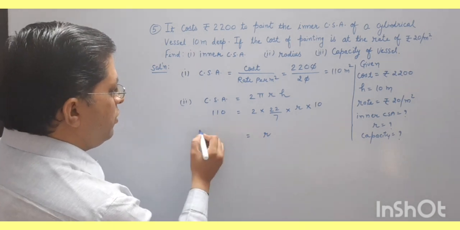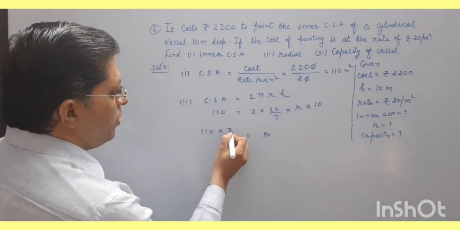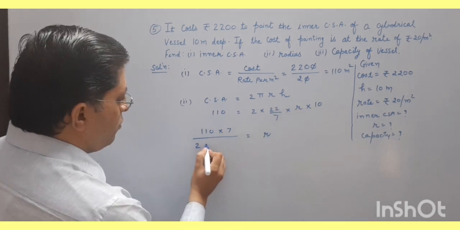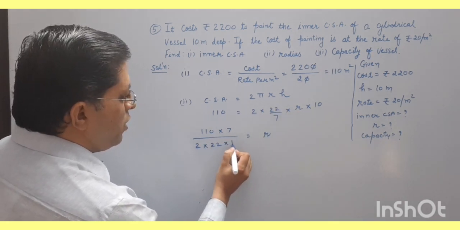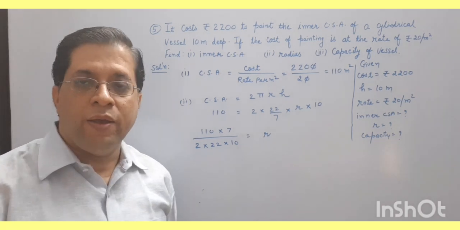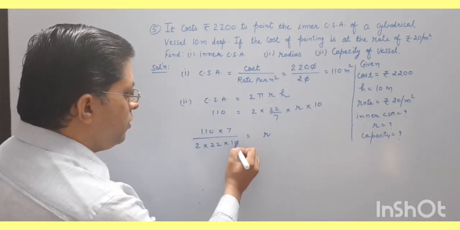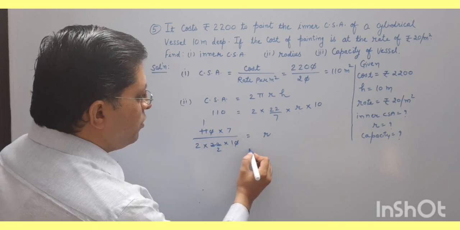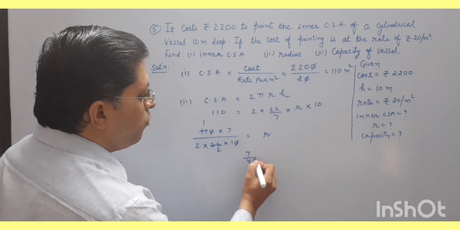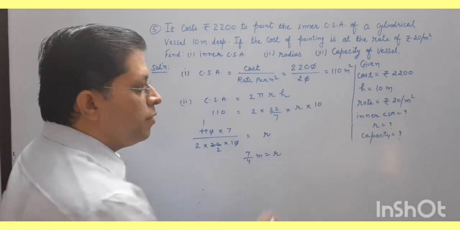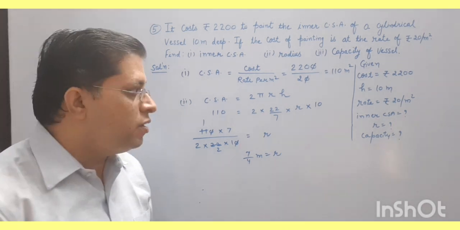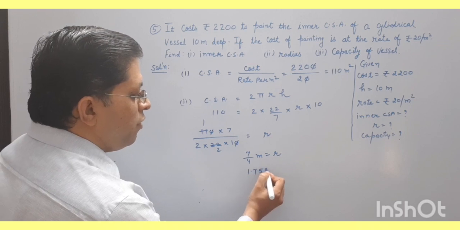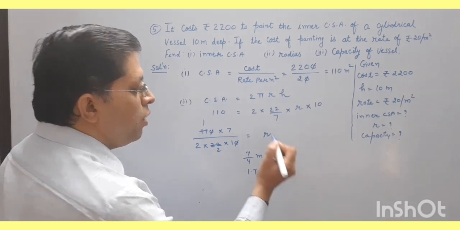So send 7 up: 110 into 7, and below, what will come? 2 into 22 into 10. Now you can simplify. Cut 0 with 0. 11 ones are 11, 11 twos are 22. This comes to 7 upon 4 meter. This is r. For the answer I can write, if you divide it, you will get 1.75 meter. This is equal to r.